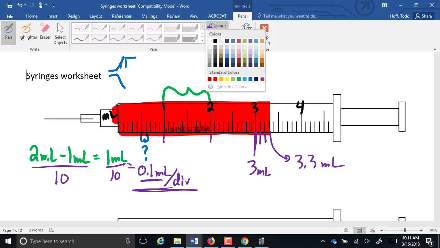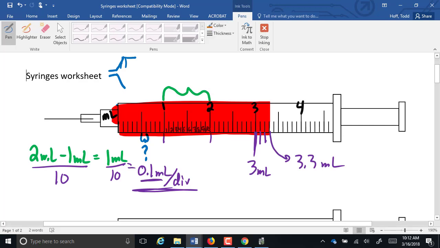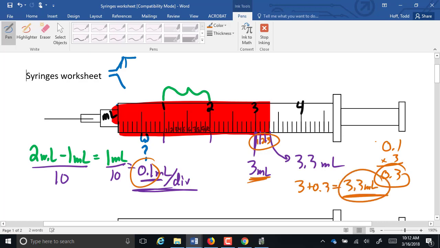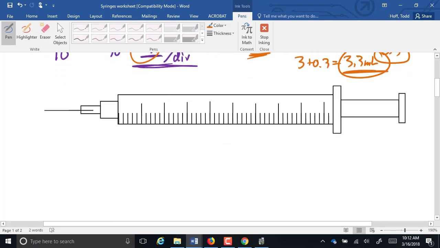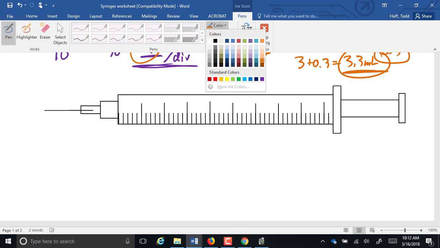In this case, because it was just a tenth of a milliliter per division, it was pretty easy to count up. Another thing we could have done is count 1, 2, 3 divisions, take 3 times 0.1 to give us 0.3, and add that to the 3 milliliters. That seems like a lot more work, but there are going to be times where you have to do it that way because the amount per division might come out to a strange amount. So let's mark this one.